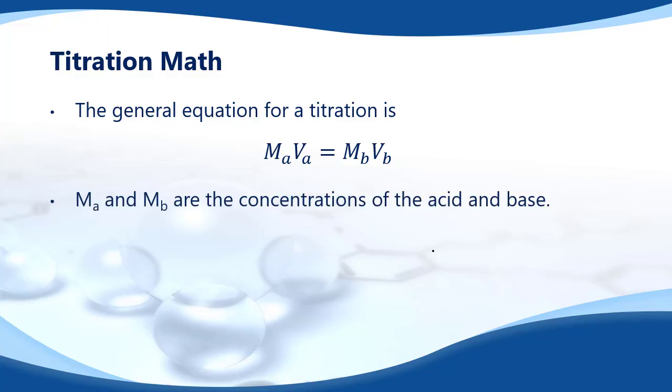Just keep in mind that MA and MB are the molarities, so the concentrations. VA and VB are the volumes that you added to the reaction. And keep in mind, VA and VB, it doesn't matter whether you do milliliters or liters. As long as you're consistent on both sides, the math will work out.